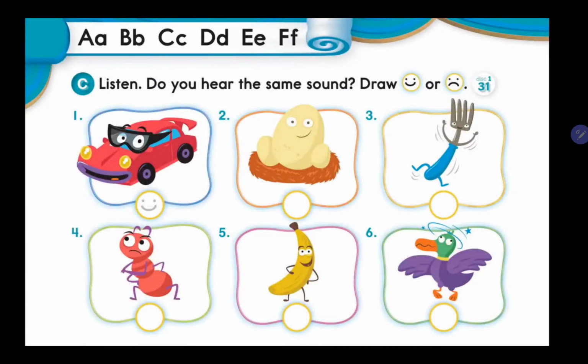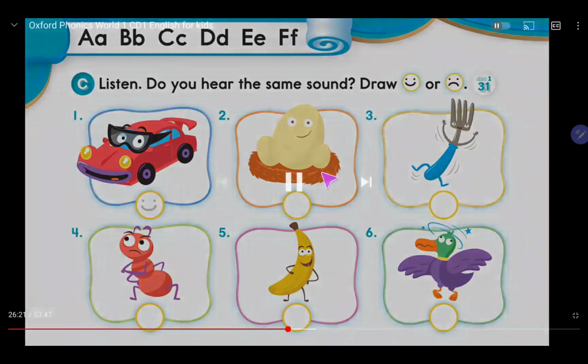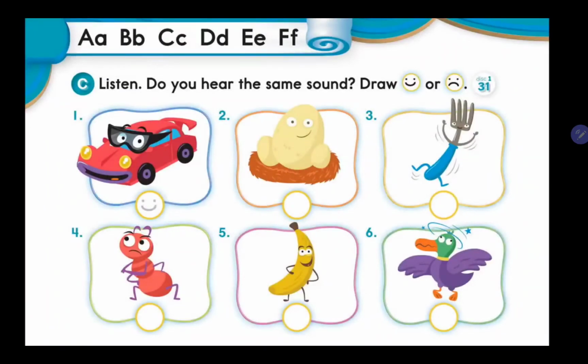3. Energetic fork. Energetic fork. Do they have the same sound? Eh, energetic. F, f, fork. Do they have the same sound? E, eh, f. No, they do not have the same sound, so we have to make a sad face. Energetic fork, sad face. Okay, let's listen to number 4.